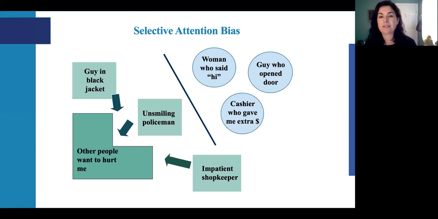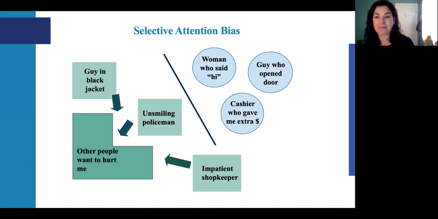is what we call a selective attention bias, right? So you may have heard that term before. Maybe your spouse has that. Maybe your teenage children have it. It's this idea of paying attention to certain things and ignoring others, right?